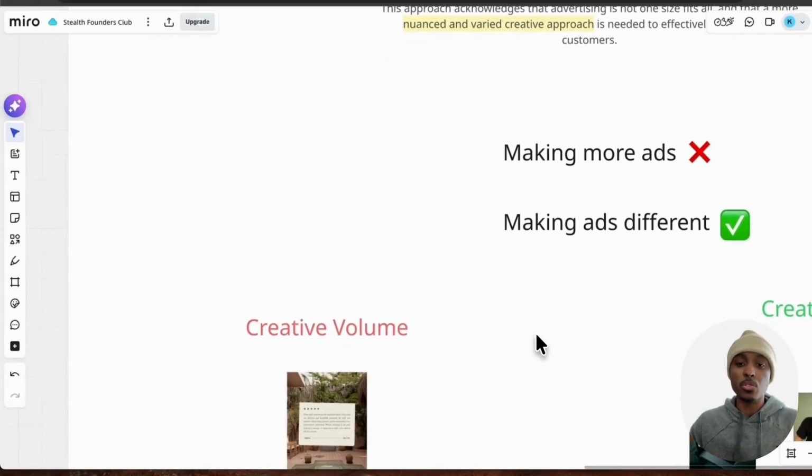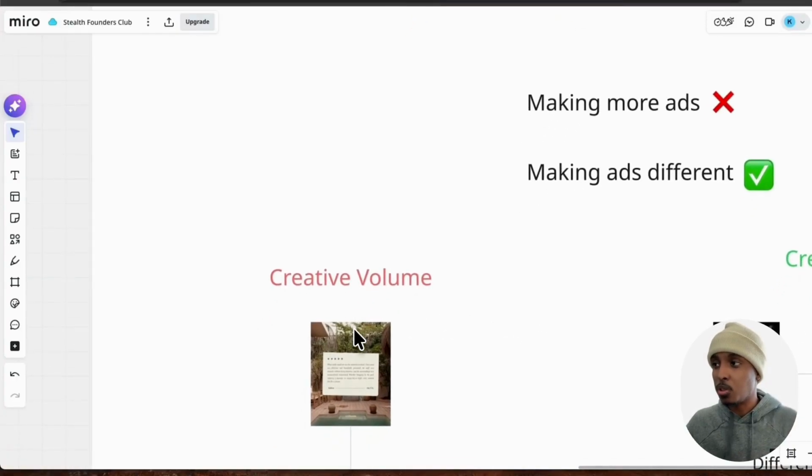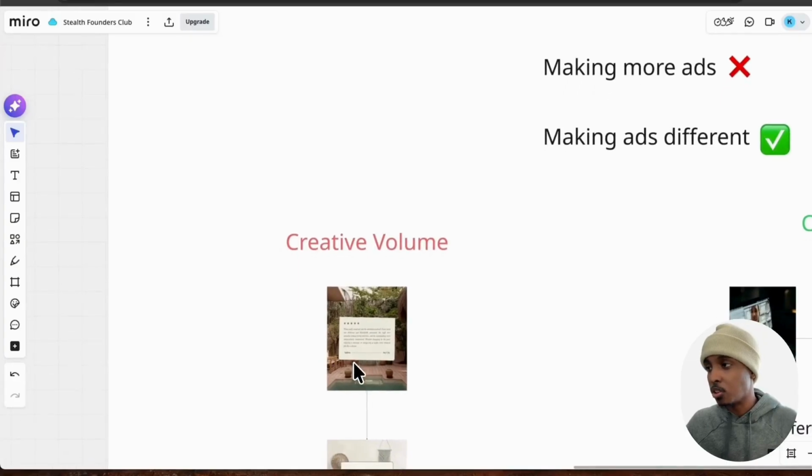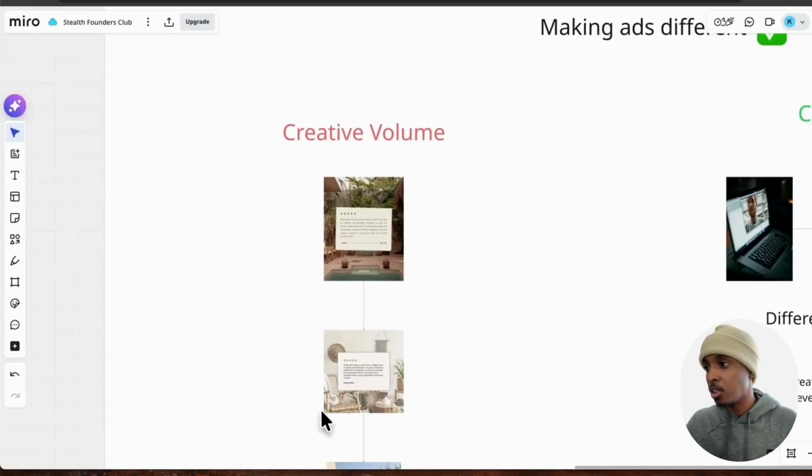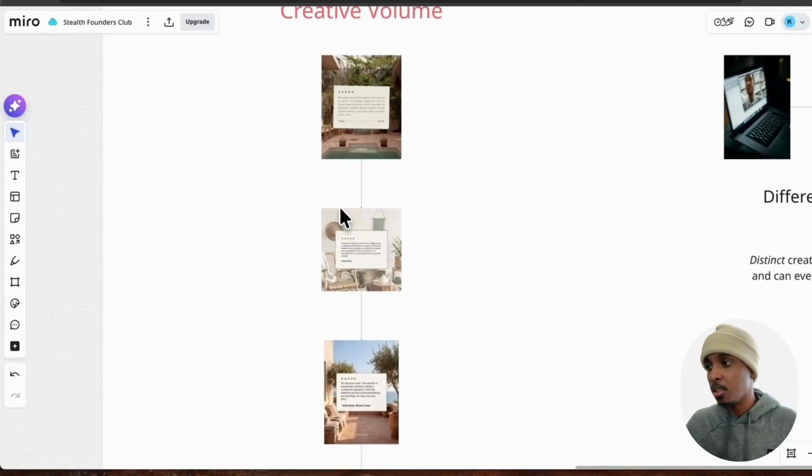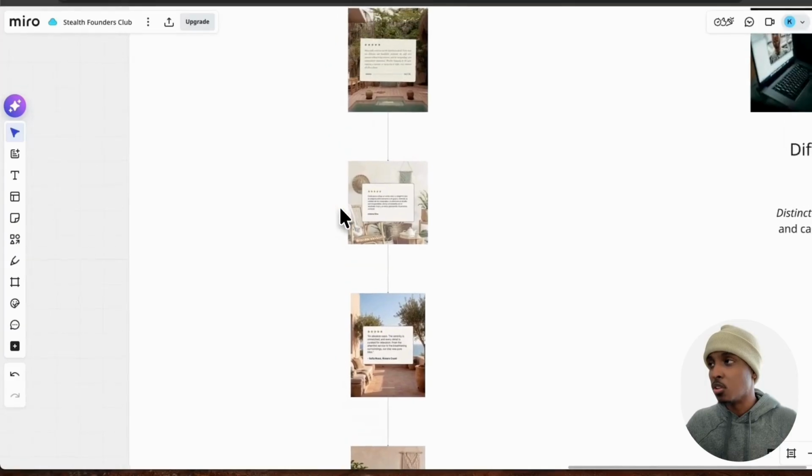So let's say you want to launch ads that are related to some testimonials that you got. You collected a bunch of testimonials and now you want to create ads for them. So this would be an example if you took the creative volume approach, right? So you take a screenshot of the testimonial, you put it in front of an image, and then you have a different testimonial, right? Slightly different background, and you launch that ad as well. And then you have another one and another one. And these are all very similar.